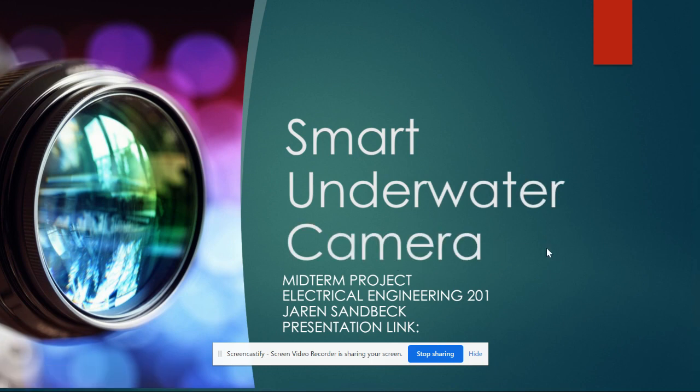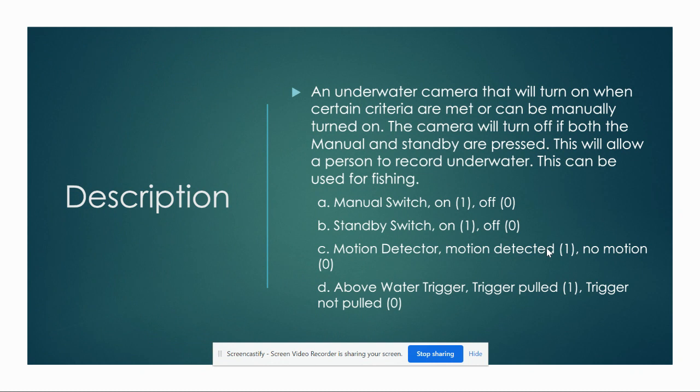This is my midterm project, the Smart Underwater Camera. First is the description. This is an underwater camera that will turn on when certain criteria are met, and it can also be manually turned on. It will turn off when the manual and standby buttons are pressed together. This allows a person to record underwater, and it is particularly useful for fishing, as I am a fisherman and I have a camera like this, except it doesn't have these types of functions, and that's why I incorporated them into this camera.